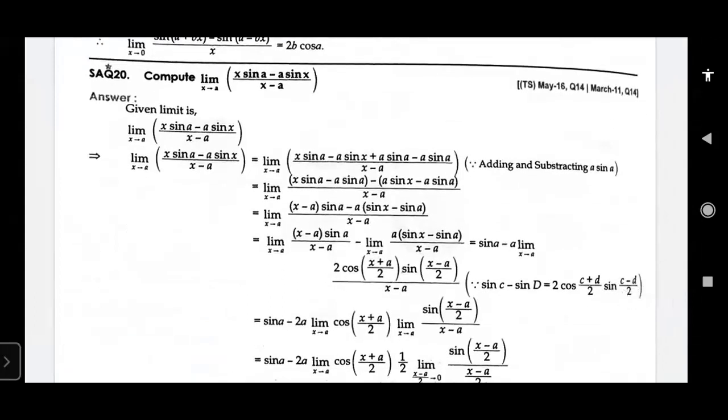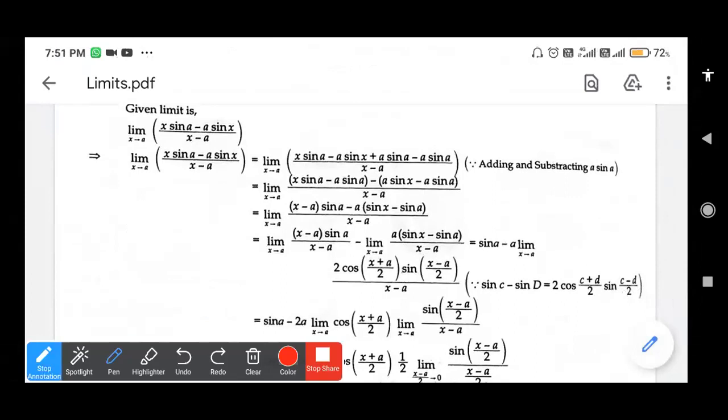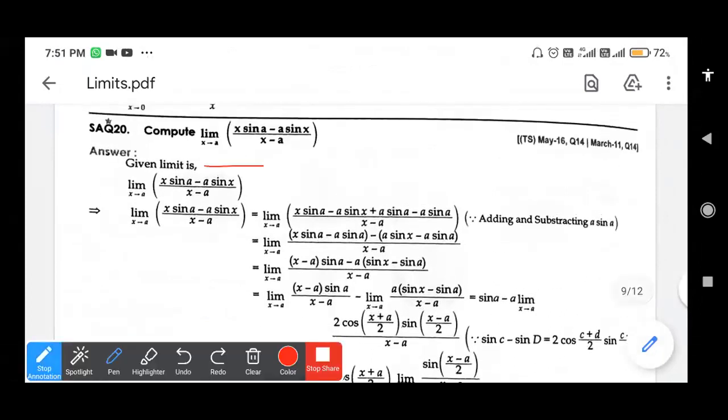Next question. Limit x tends to A of x sin A minus A sin x by x minus A. Now, we are adding and subtracting A sin A. Why are we doing that? Because we can apply the formula.